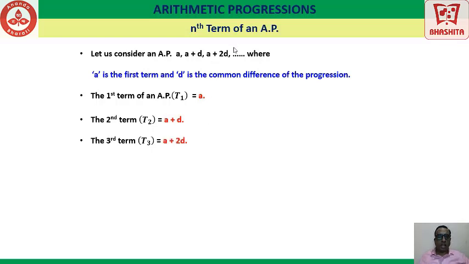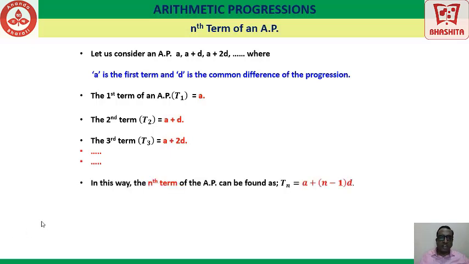Let us see how we are getting the second term. The second term is got by adding one common difference to the first term. The third term is got by adding two common differences. This way, the fourth term is got by adding three common differences. Proceeding this way, to get the nth term of this arithmetic progression, we should be adding n minus 1 common differences.